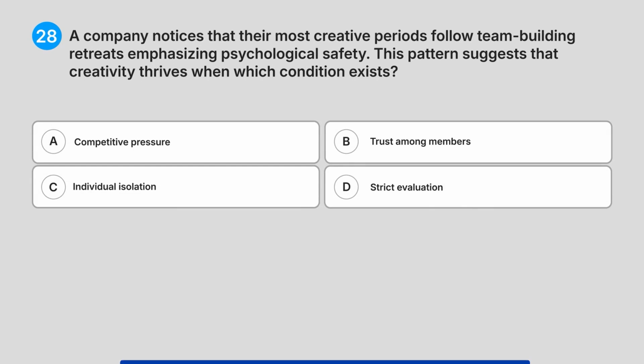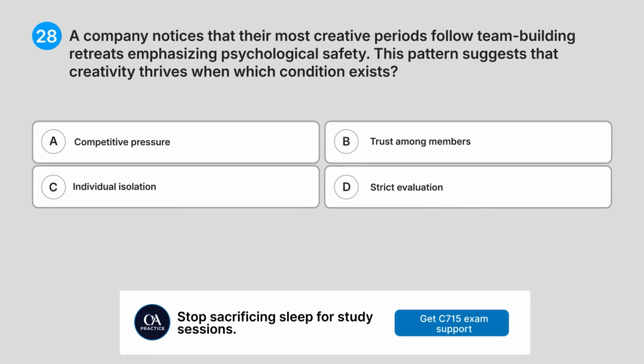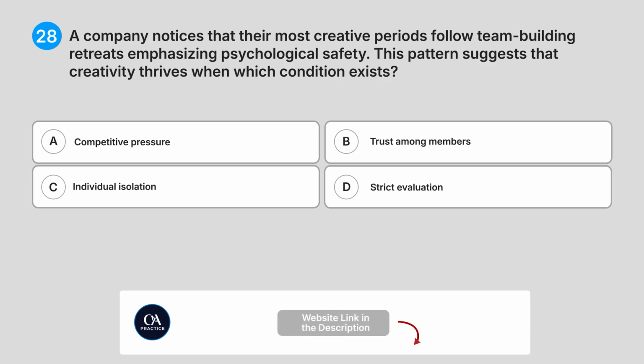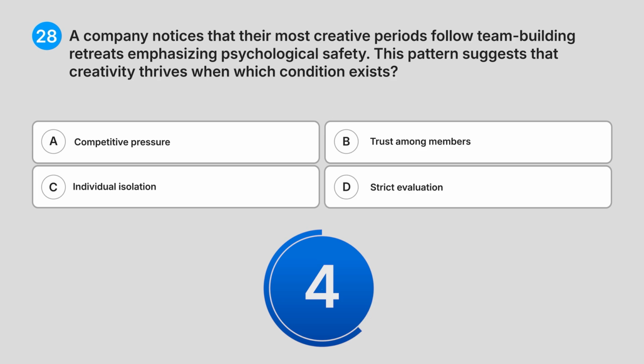28. A company notices that their most creative periods follow team-building retreats, emphasizing psychological safety. This pattern suggests that creativity thrives when which condition exists? A. Competitive pressure. B. Trust among members. C. Individual isolation. D. Strict evaluation. Can you guess the answer?